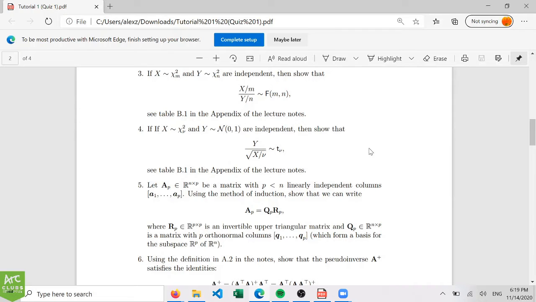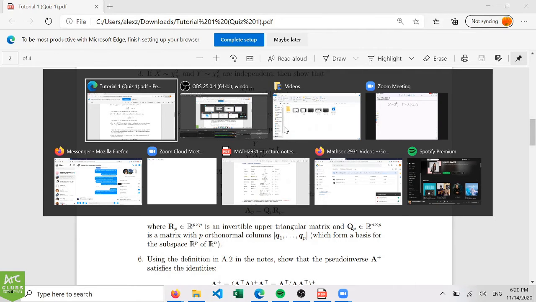Question 4 is about a chi-squared v distribution and a normal distribution, and we want to show that the combination of Y over the square root of X over v is t distributed. So let's jump into the distribution of each of these random variables. What we are interested in is what chi-square v looks like, what normal looks like, and what t looks like. Okay, so let's have a look.